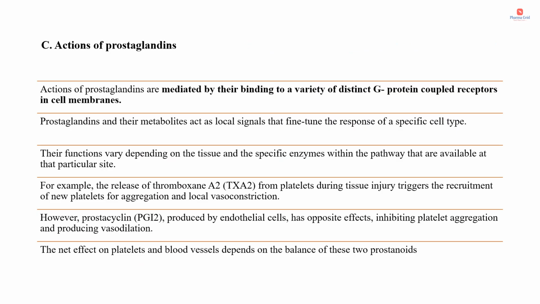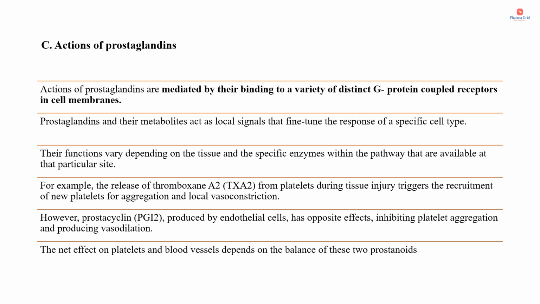Now let's see the actions of prostaglandins. These actions of prostaglandins are mediated by their binding to a variety of distinct G-protein coupled receptors in the cell membranes. Prostaglandins and their metabolites act as local signals that fine-tune the response of a specific cell type. Their functions vary depending upon the tissue and the specific enzymes within the pathway that are available for that particular site. For example, the release of thromboxane A2 from platelets during tissue injury triggers the recruitment of new platelets for aggregation and local vasoconstriction. However, prostacyclin, denoted as PGI2, which is produced by the endothelial cells, has opposite effects.